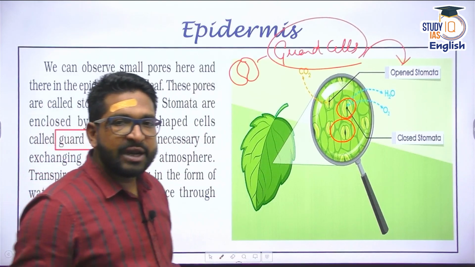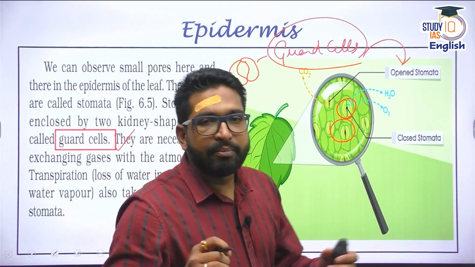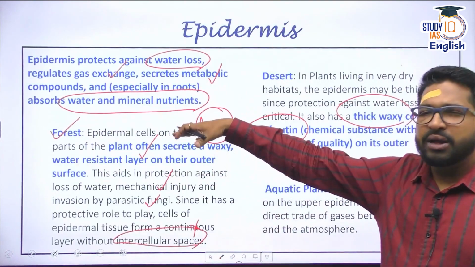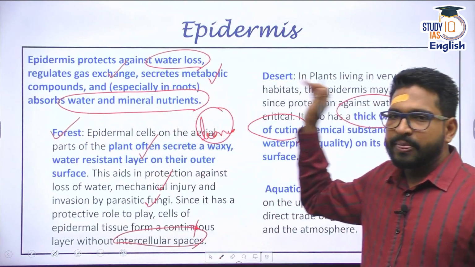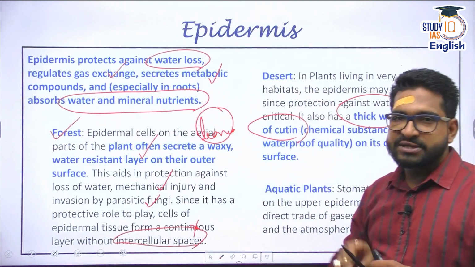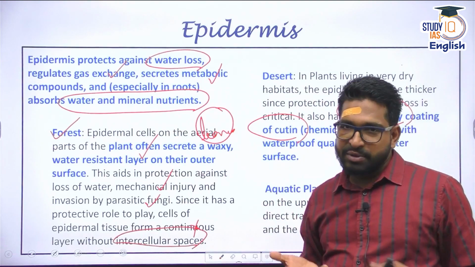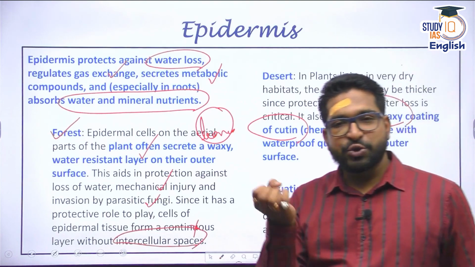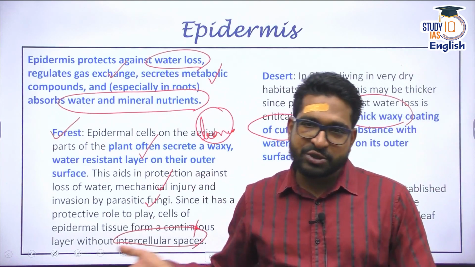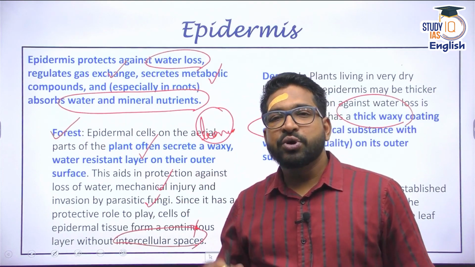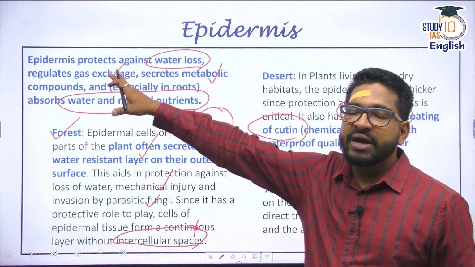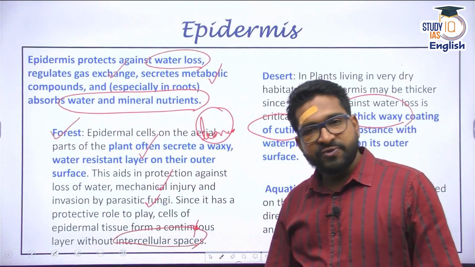That means the epidermis is also responsible for maintaining the stomatal functions. And as I told you, depending on the environment, depending on the ecosystem, the stomata in most desert plants remain closed during the daytime because they do not want to lose water. Whereas in hydrophytes, stomata are always open because the water availability is very, very high. So based on the ecosystem, you can find the adaptation of epidermis in different kinds of plants.